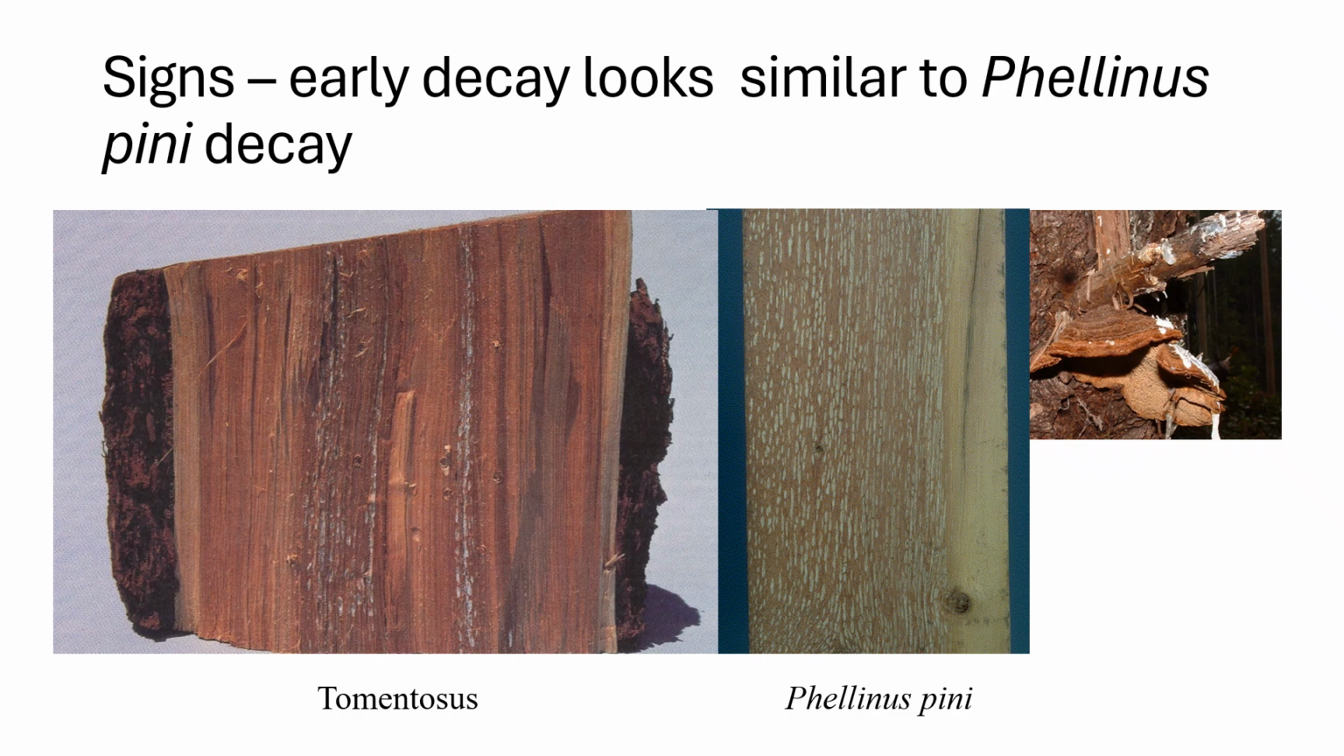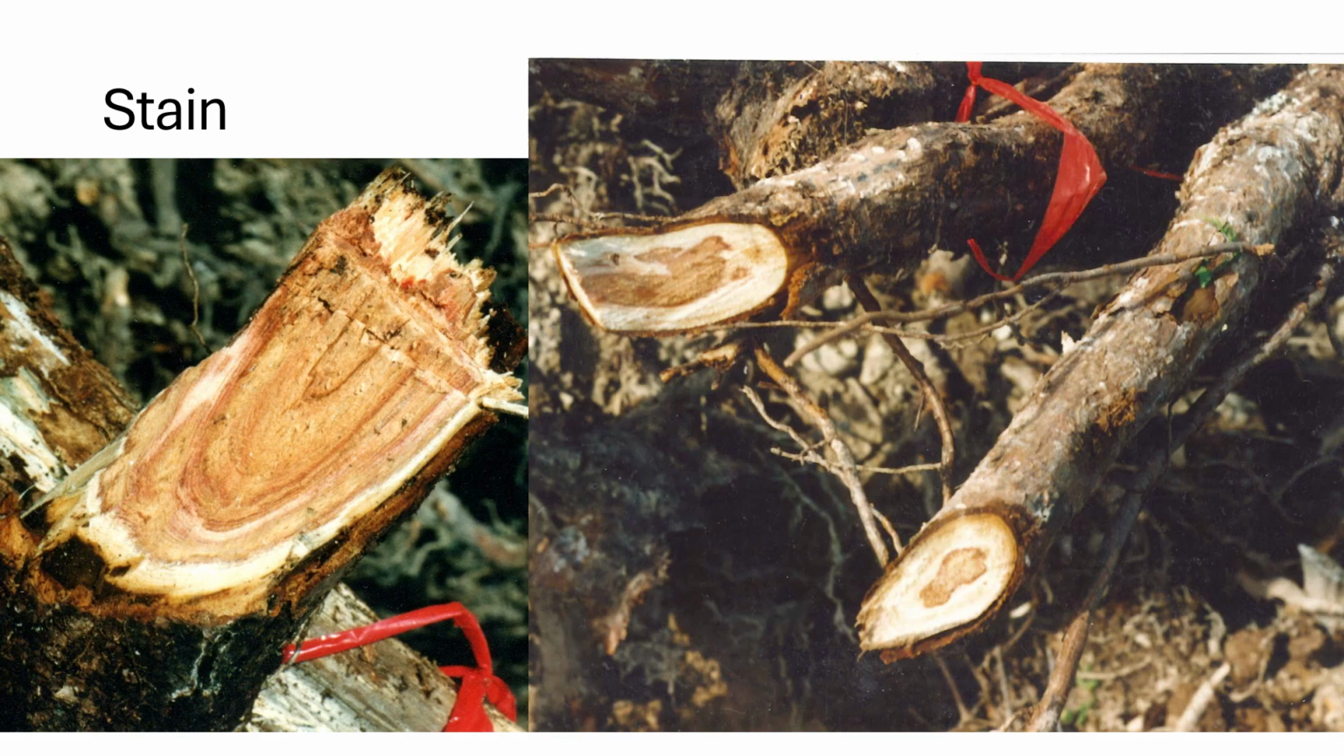It's a true heart rot, and that's associated with the branch stubs. Sometimes you'll get both of these occurring on the same tree, so it can be a challenge to distinguish which one is present, but typically tomentosus will be found only in the roots, whereas Phellinus pini would be in the main bole and not extend very far down into the roots. The advanced decay of tomentosus is preceded by a brown stain, in this case in the heartwood.